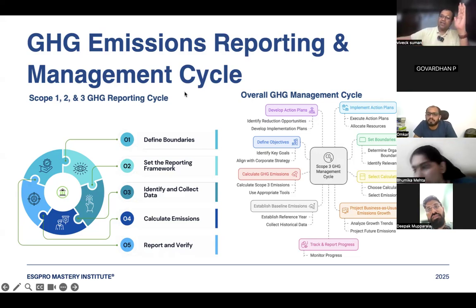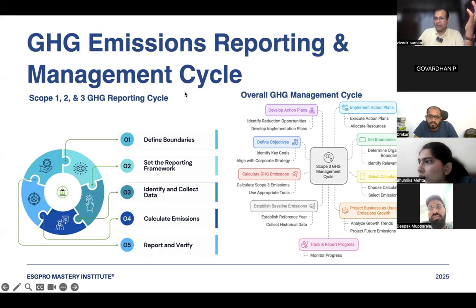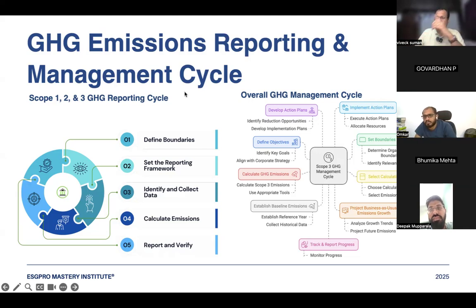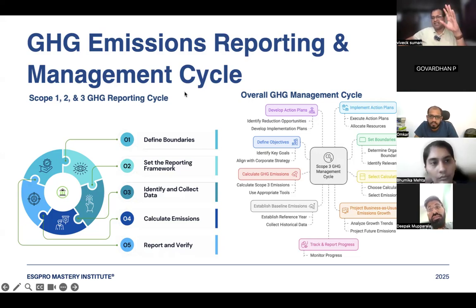And then your vision will be clear that how I can reduce it to zero, because India has decided to go zero by 2070. Correct? Net zero they want to achieve. Means everybody has to achieve that number. It's not only limited to India. So project business as usual is the sixth step. You have to identify business as usual condition.